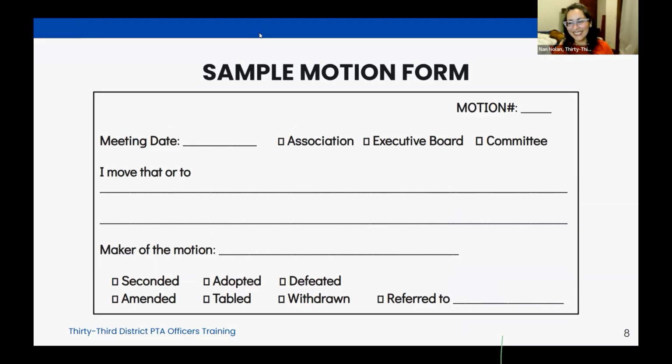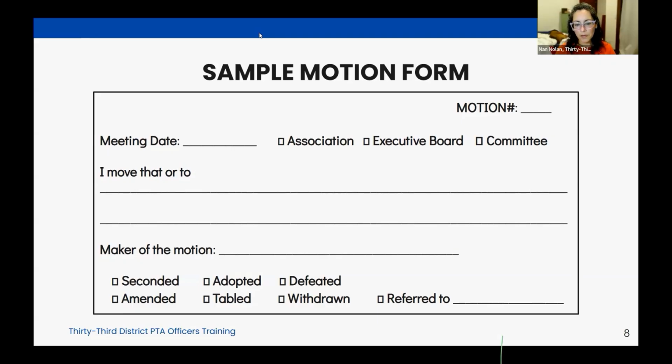"I motion" is a big one. Then you need to note who made the motion and that it was seconded. You do not need to write the name of the person who seconds that motion. And then you would put down that it was either adopted, or sometimes the motion can be seconded and then you have discussion and it doesn't pass. Then you would write that it was defeated.